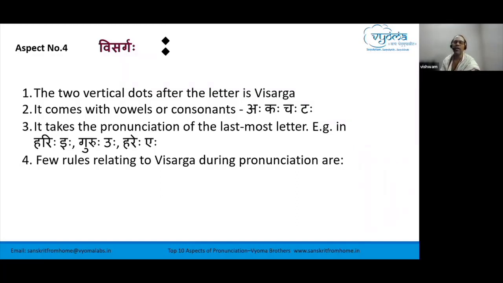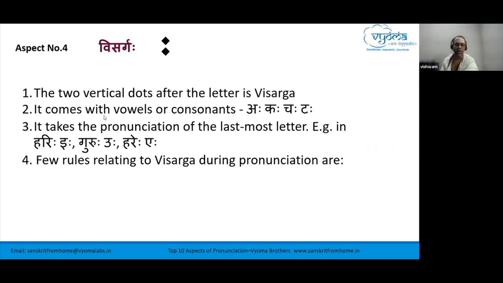Guru, will it be guru ha or guru hu? Guru. Okay. Hare ha or hare he? Hare. Very good. You all know everything properly. When I was a child like you, or even now, I keep getting doubts about whether it should be hari ha or hari hi, but you are all telling it beautifully correct.